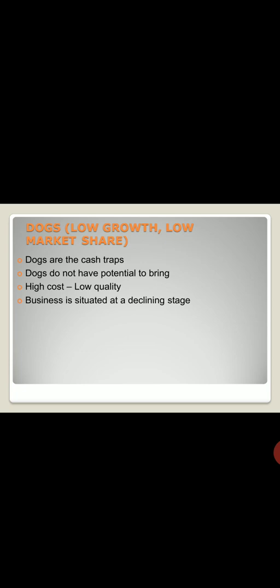When we talk about dogs with low growth rate and market share, they are called cash traps. If any companies have invested into a company which is already at the dog stage, getting back the invested amount is very difficult. Your cash gets trapped because the company is not doing well. And dogs do not have the potential to bring new opportunities. They need high cost, but their quality is very low. Business is situated at a declining stage when they are in the dog category.